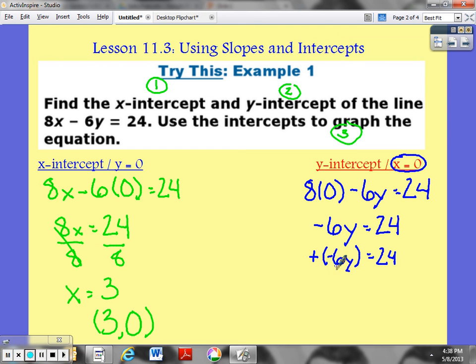I want to get rid of this, so I'm going to divide by negative 6. And you notice this will keep the variable positive. So I have 24 divided by negative 6. That gives me negative 4. Now, we know the ordered pair for this, because I have to graph this. Whenever we're finding the y-intercept, we already know that x equals 0. And when x equals 0, then its partner is negative 4. So now I need to graph this.